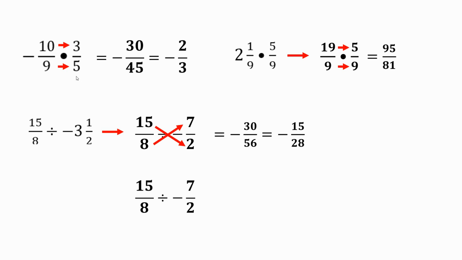The other method, which accomplishes the same thing. So now we are back to 15/8 divided by -7/2. Okay. Instead of using cross products, we can also flip that second fraction and change the operation to multiplication. So 15/8 divided by -7/2 becomes 15/8 times -2/7. We've flipped that second fraction, and we've changed the operation to multiplying.